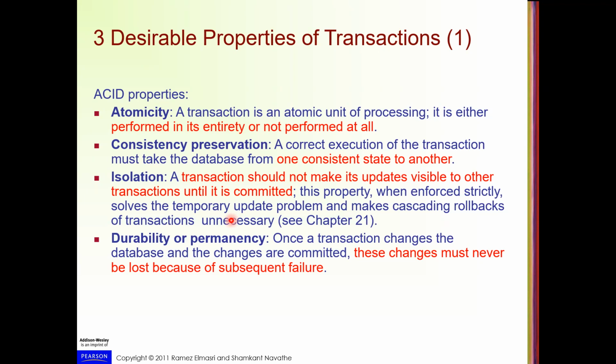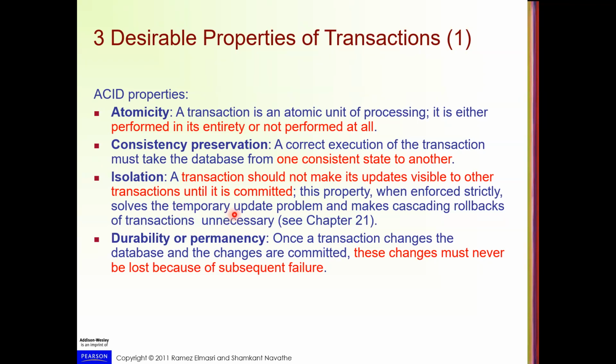So while it is working on data item X, this value of X should not be visible to transaction 2 or other transactions until and unless T1 commits. If this property is enforced strictly, it will solve the temporary update problem. There is a problem called the temporary update problem that we will see shortly, and it makes cascading rollback of transactions unnecessary.